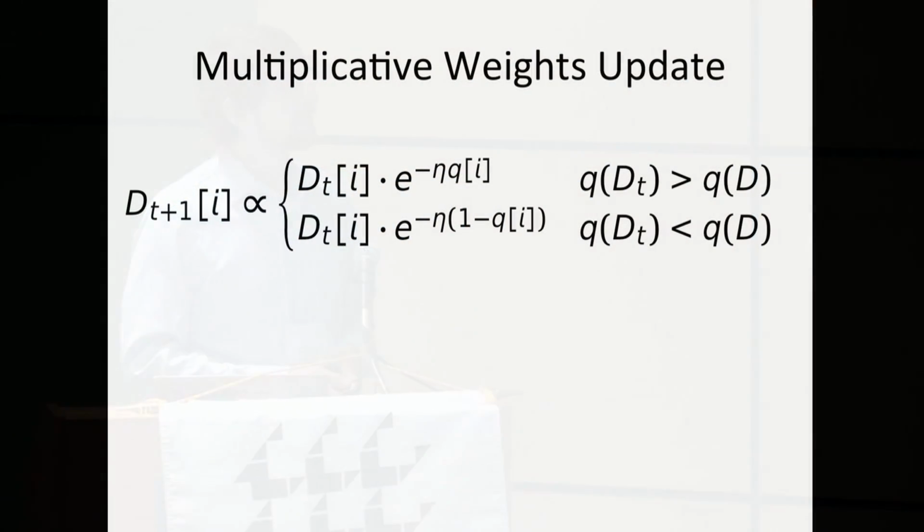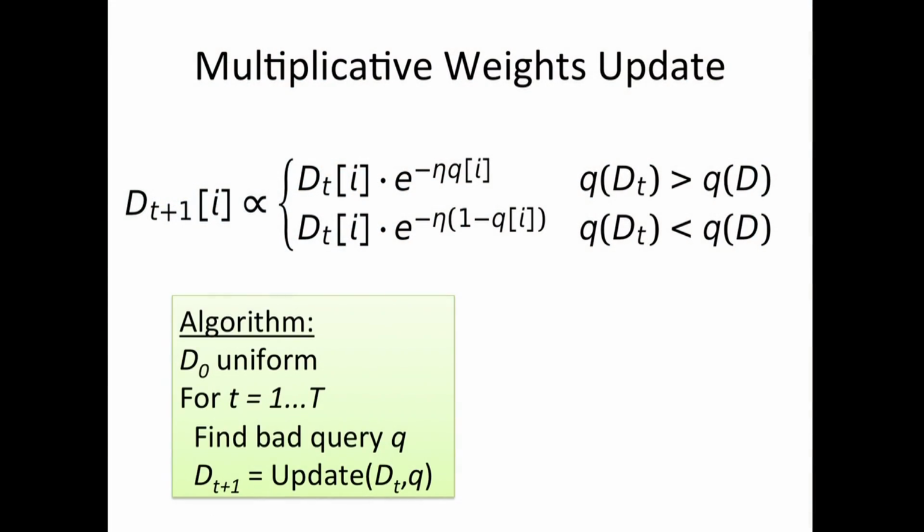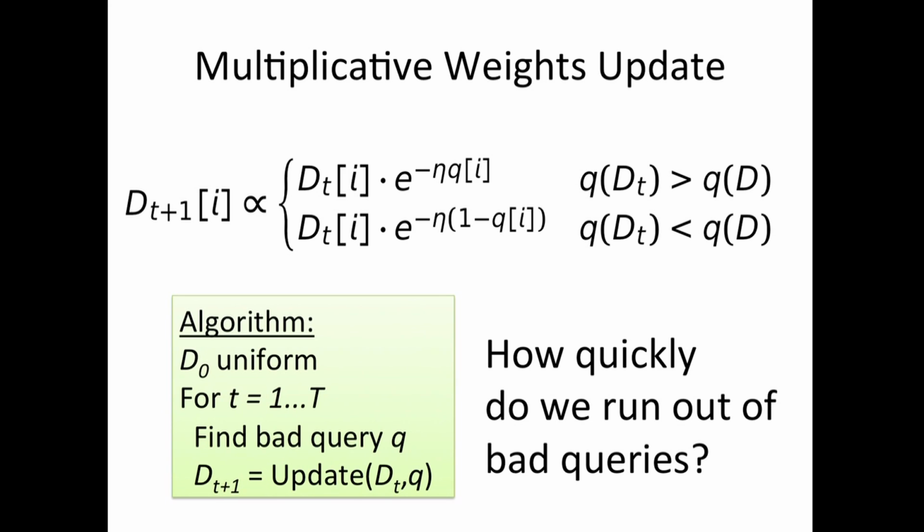Again, this is the multiplicative weights update rule, and we derived it from scratch, but it leads to this beautifully simple algorithm where you just start with a uniform distribution, d sub 0, and this is all you do. This is the entire algorithm. For some number of rounds, capital T, you find a bad query, a query that violates a constraint, and you use that query to perform an update, to correct the performance of your distribution on the current query. This is all you do. And the main question is how quickly do we run out of bad queries? Because you don't want this to go on forever, you want to converge. So the question is how quickly do we run out of bad queries?